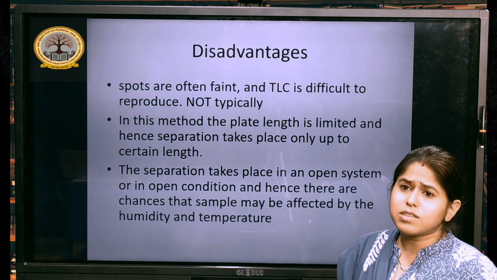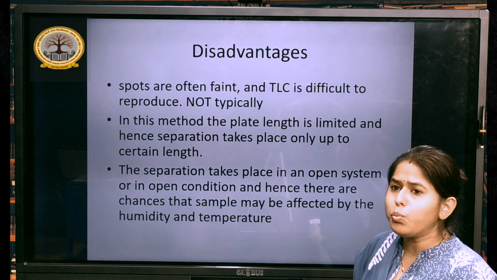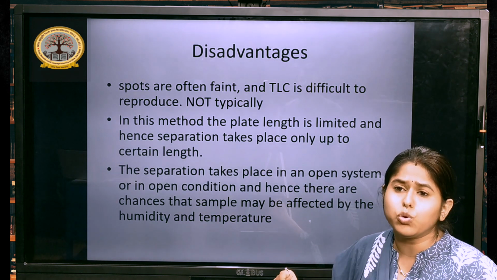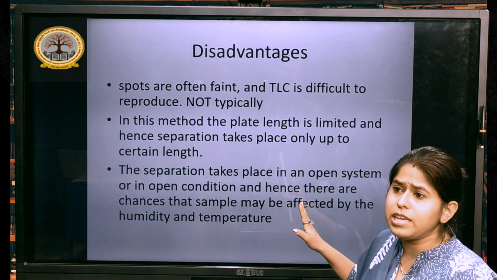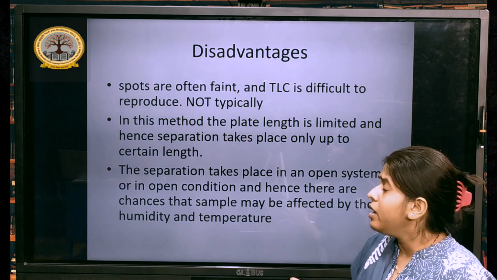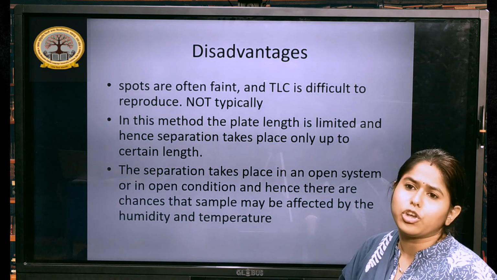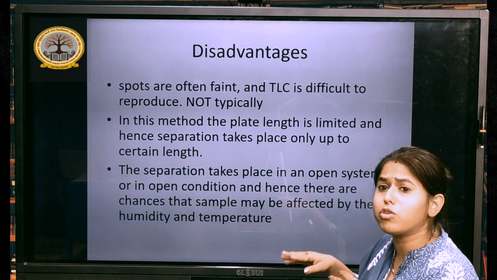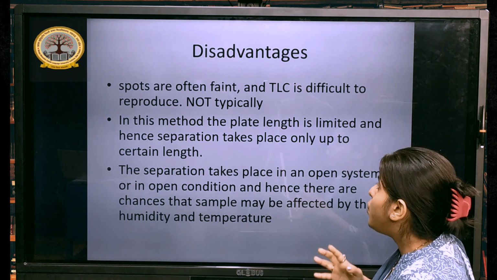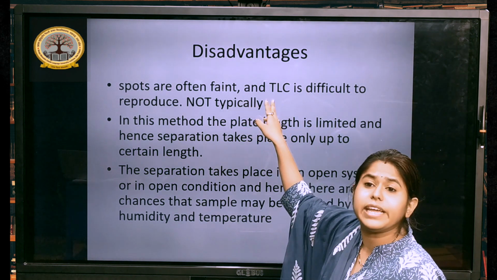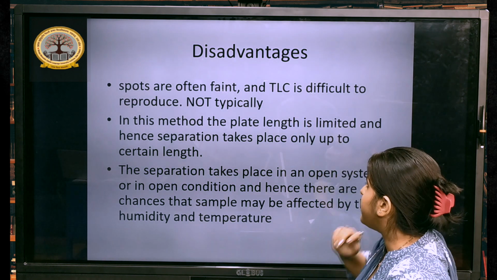Disadvantages: the spots that we get are often faint, so it might be difficult to reproduce these experiments, because this technique is totally manual. We have to keep every other component constant, that is temperature, humidity, and other conditions. If any of the conditions change, we will not be able to reproduce the TLC. So this is one of the disadvantages of this technique.